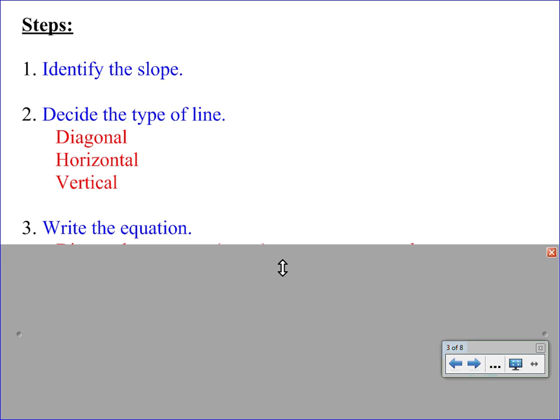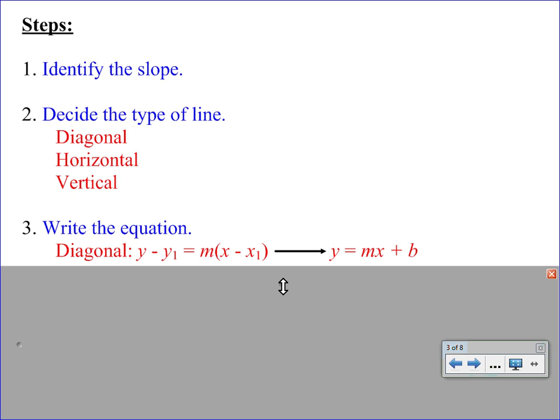If it is a diagonal line, you are going to start with the point slope form. That should be familiar after your previous practice. And once you've gotten the slope and the point plugged into point slope form, you then have to solve for y or simplify so that you get it into slope intercept form. This is the one that's going to take the most amount of time and require the most amount of work.